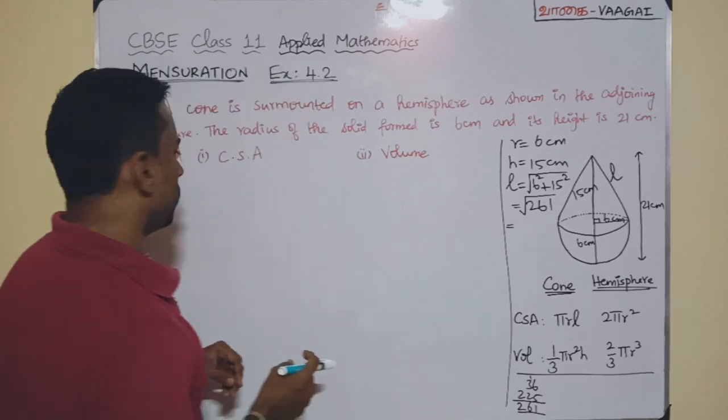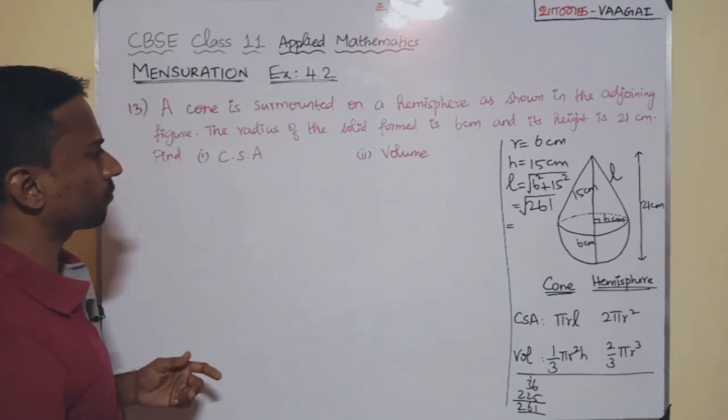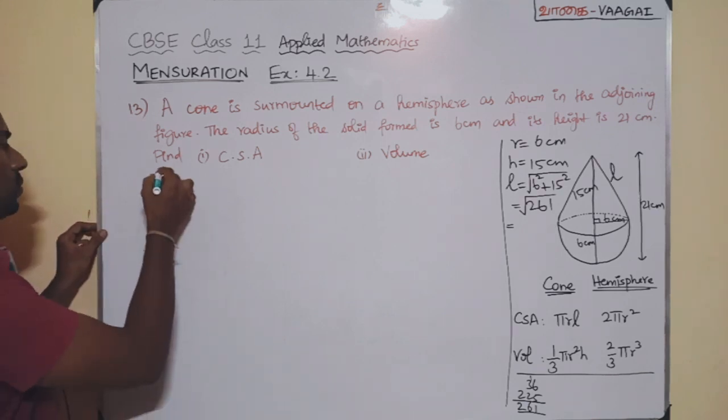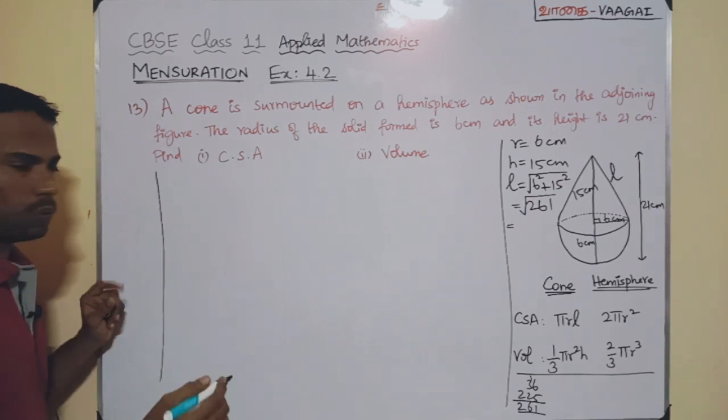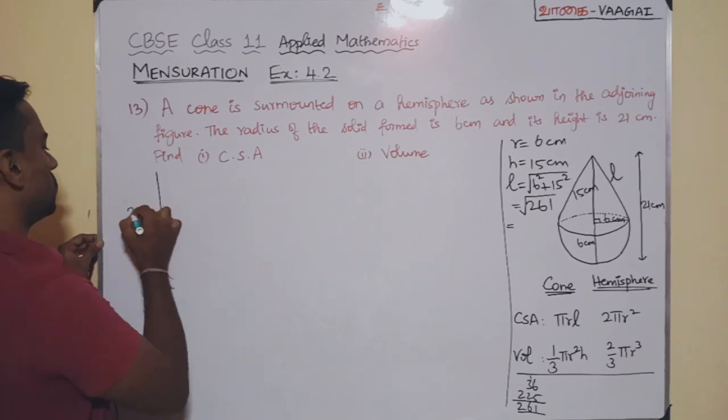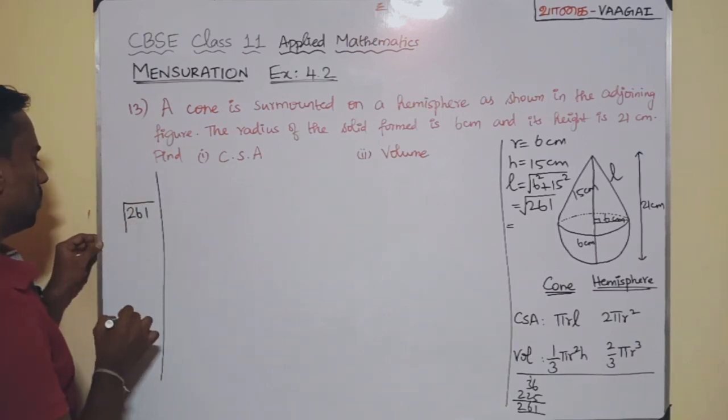So we'll try to find it somewhere here. Okay, I think we have enough space here. Let me use this space to do that. So the square root of 261 means I will start from here.